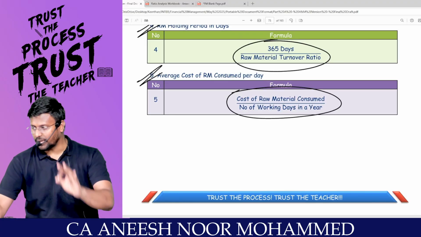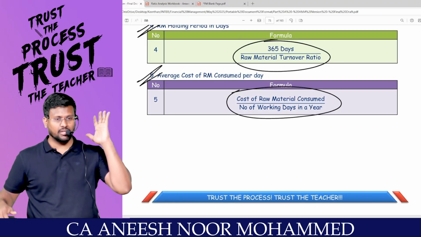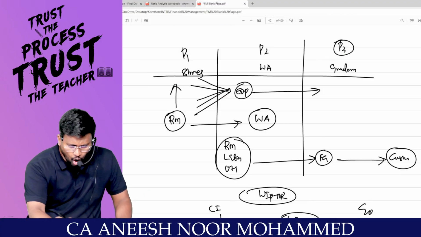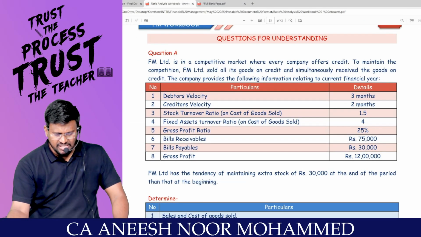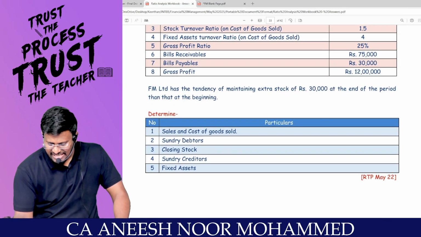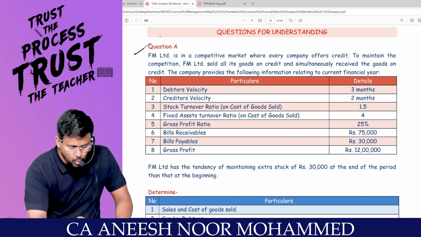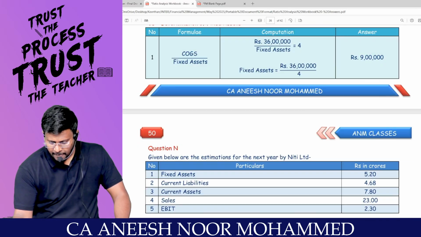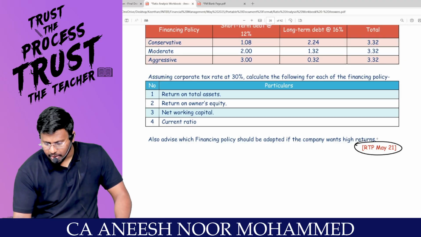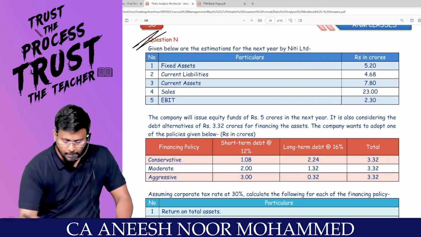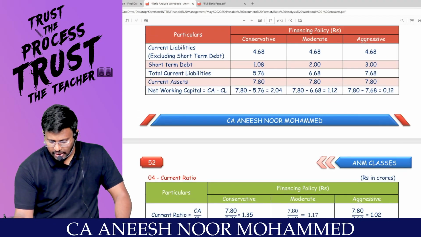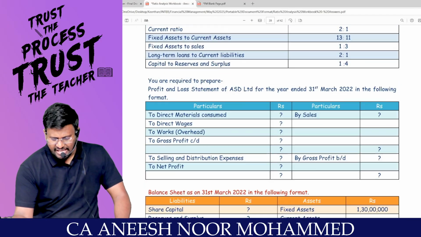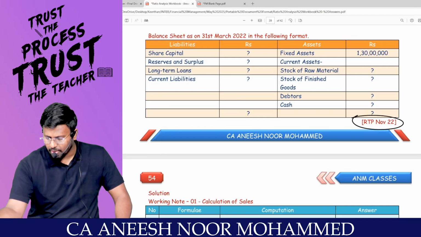All the ratios we have done. Are you all really with me? For the next 10-15 minutes, go through, my dear lovable students, all the ratios. Then we will start a superb pass examination. RTP May 22 question number A. Then, sir, I will be solving that. After that, I will be solving RTP May 2021 question number N. And also, in the coming slot, we will be solving RTP November 2022.